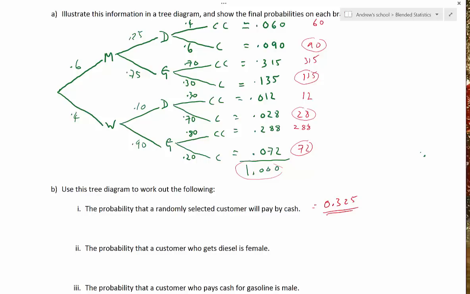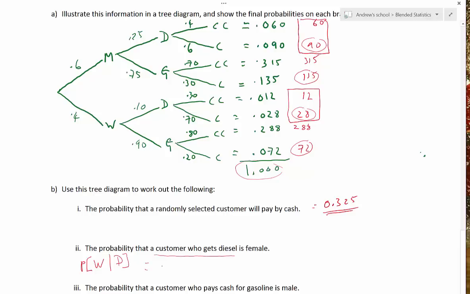The probability that a customer who gets diesel is female. Technically, the probability that it's a woman, given that we know they've bought diesel. The given condition, customer who gets diesel, so we know that they're a customer who gets diesel. Where are all the diesels? It's these guys and these guys. 60 and 90 men and 12 and 28 women.